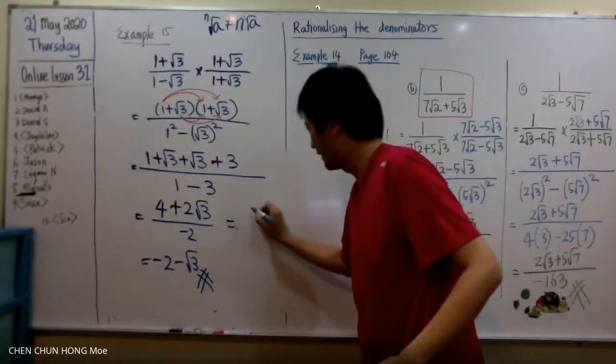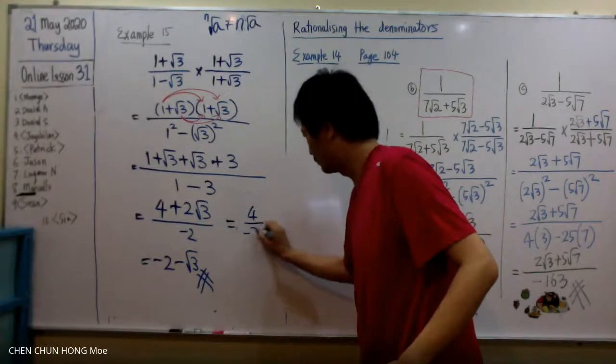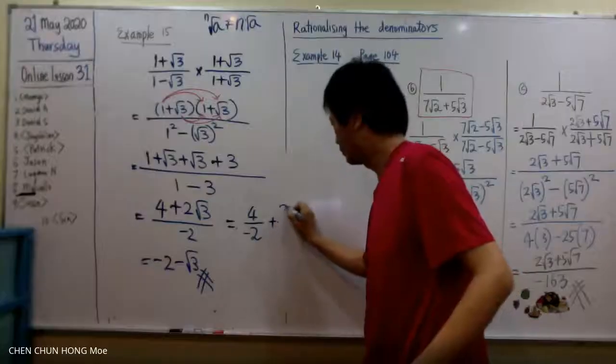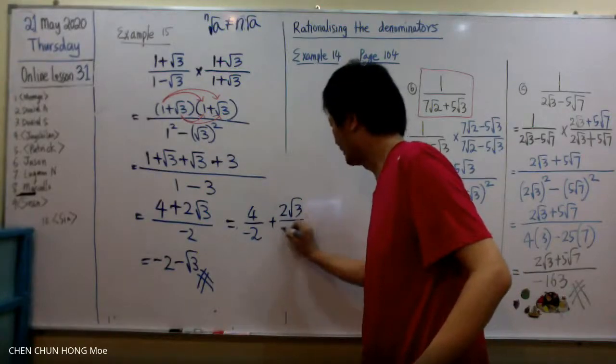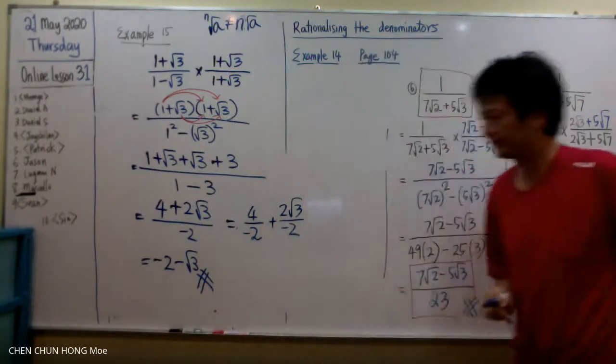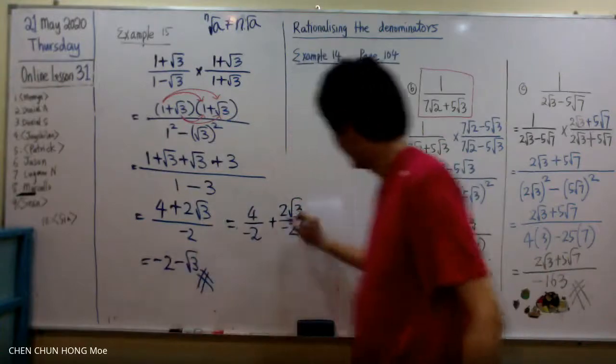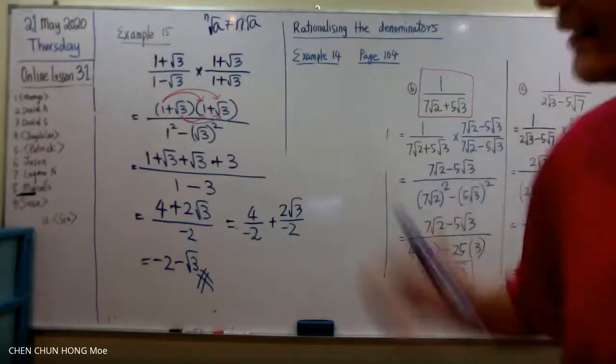Okay, so from here I can handle the 4 over negative 2 plus 2 surd 3 over negative 2. Can I do that? Oh, yeah. Okay. Because then you can cancel, and then you can cancel. Yeah, so you get negative 2, negative 3. Yeah, so this is again another good example.